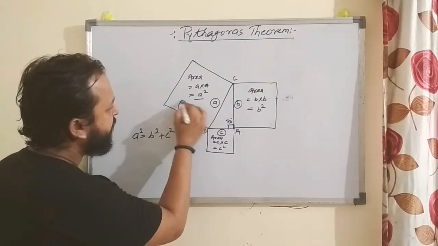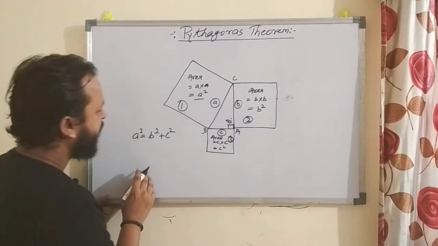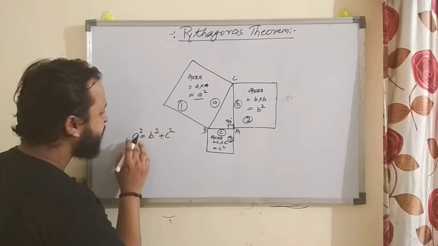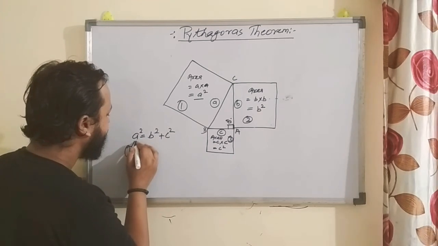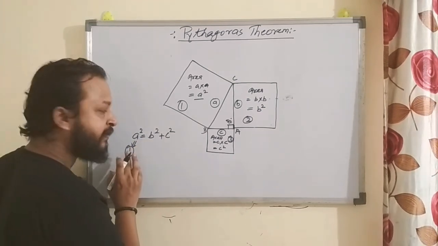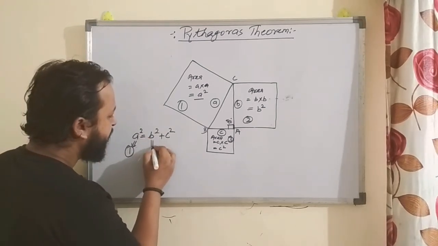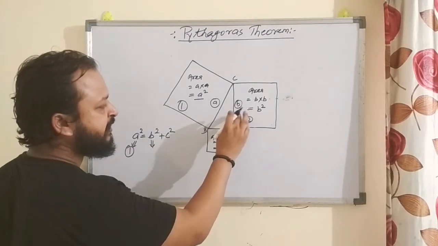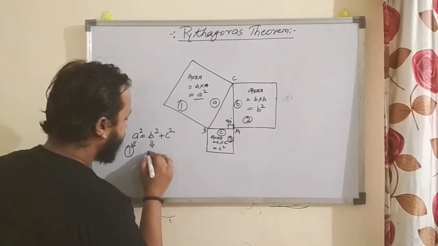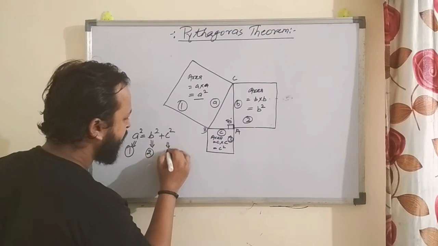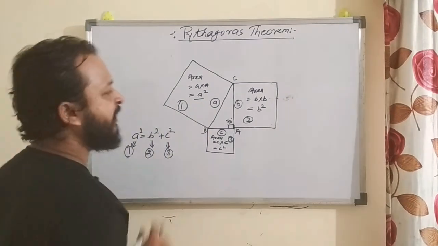So if we name them square 1, square 2 and square 3, the area of square number 1 is a square, which is equal to the area of the squares made on the other two sides, means the area of square number 2 and the area of square number 3. The sum of these two areas is equal to this area, right?